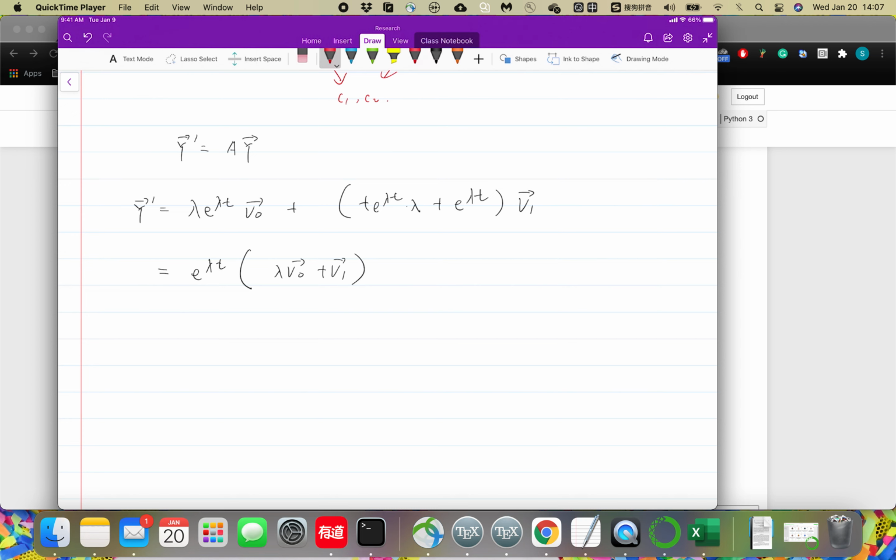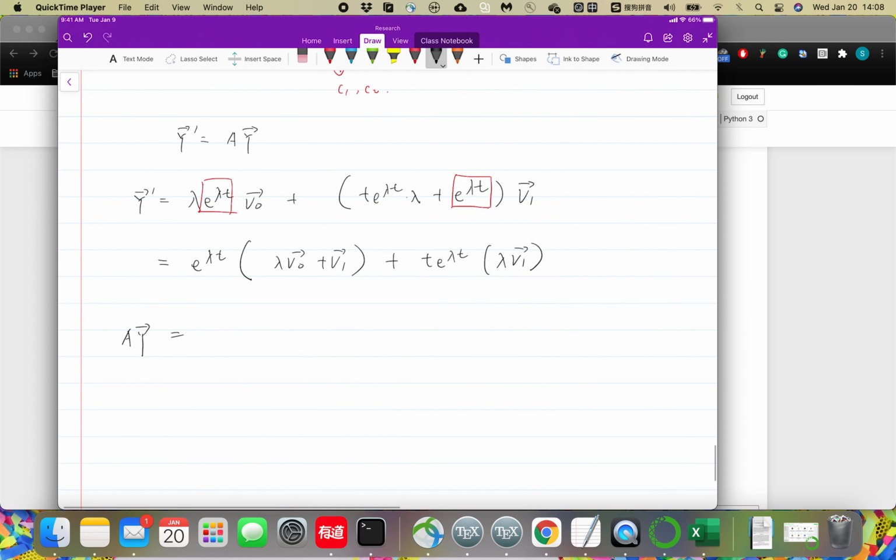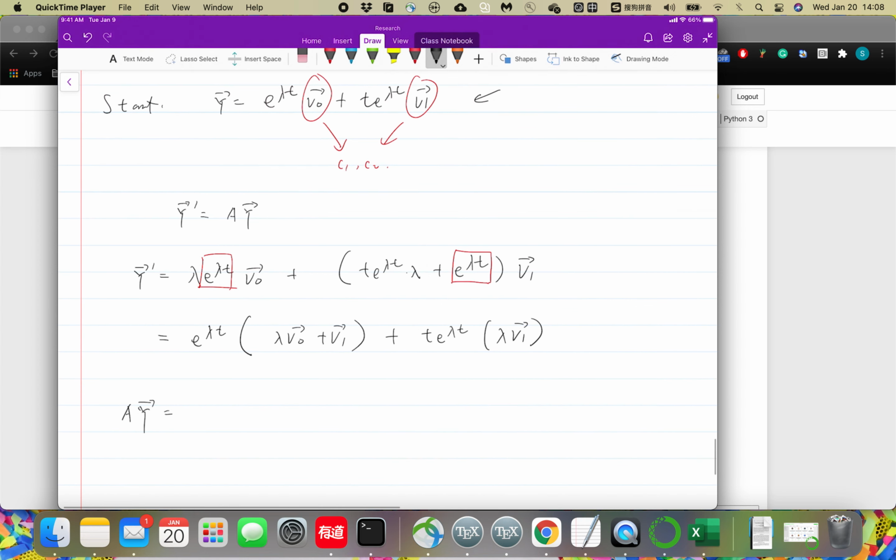Okay, that's this term and this term. Now the other one together, we put lambda v1 there. That's what we got from y prime. What we should get from Ay, and they should be the same, is just to simply apply A to the y.